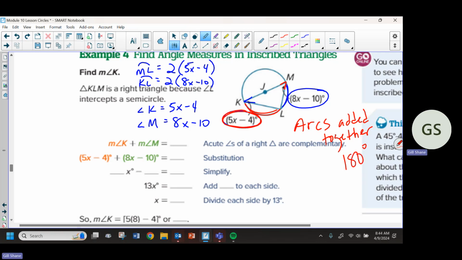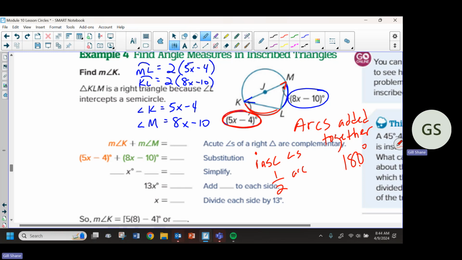What do I know is true about the angles relative to arcs? Inscribed angles or what? Well, just in general, what was the theorem? Inscribed angles relative to their arc or what? Half, right? I know inscribed angles are half. So inscribed angles are one half the arc. But what has to be true about the two angles added together? They have to be half of the two arcs added together, right? So if I know the arcs added together are this, I know the inscribed angles are half the arcs. So if I add the angles together, they have to be half of the arcs.